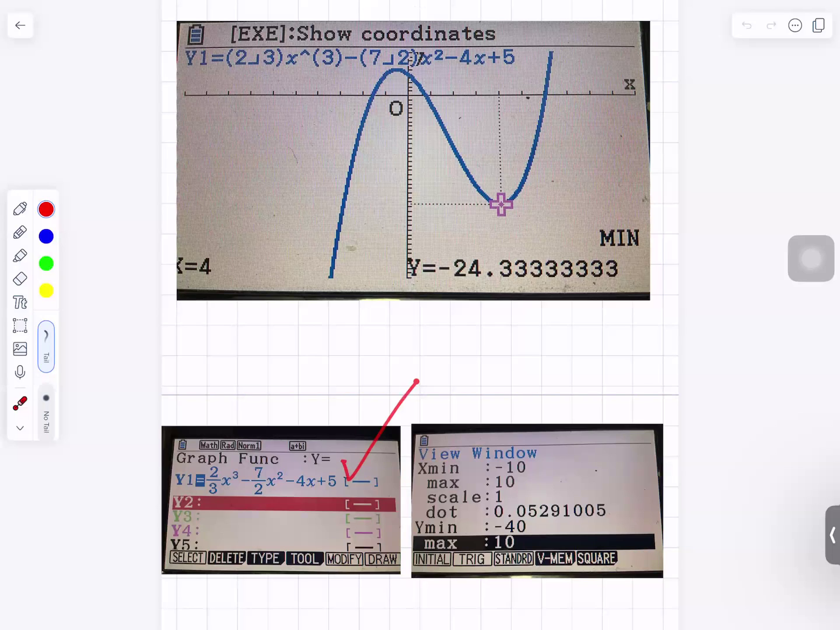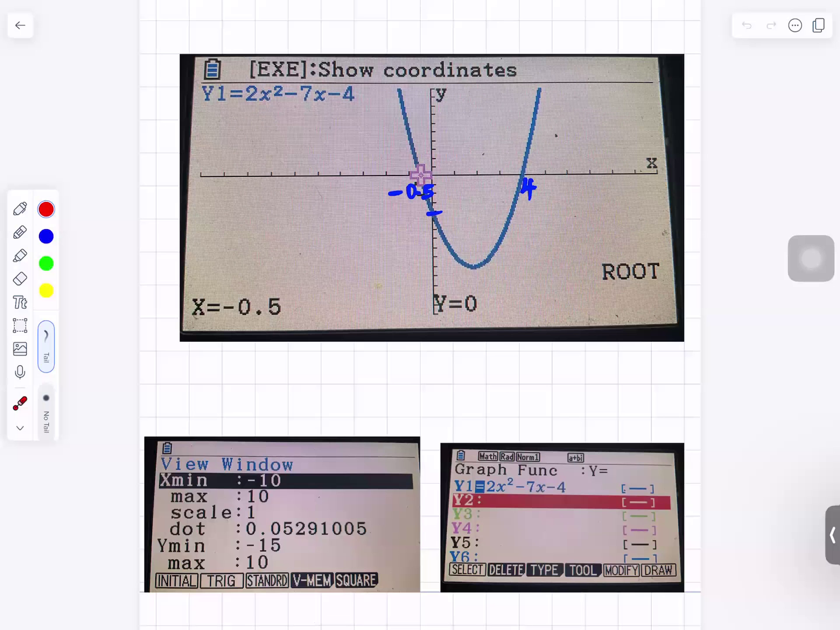That's how you put that in the graphics calculator. Change the view window from minus 10 to 10 and minus 40 to 10, and it will show you that clearly. Same with the graphics calculator, you can plot that quadratic there. Use that for the view window. You will see it starts at minus a half and then it ends at 4.